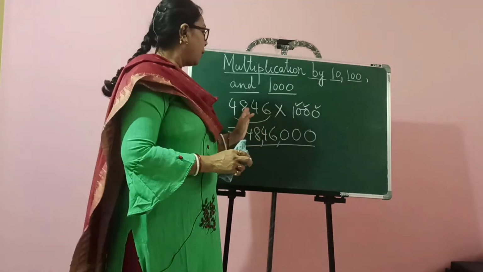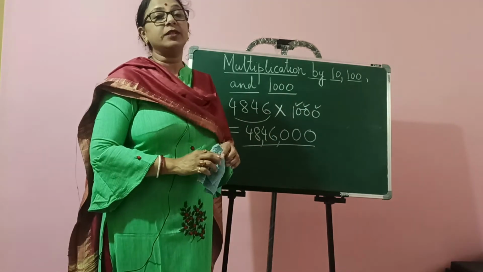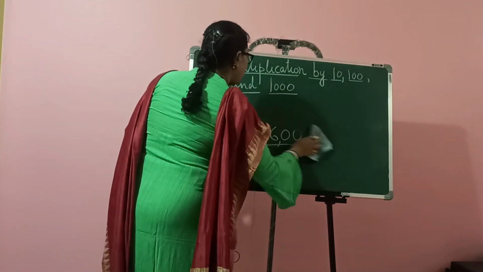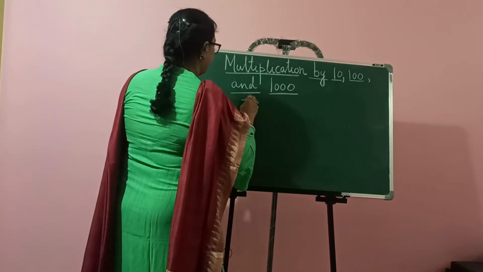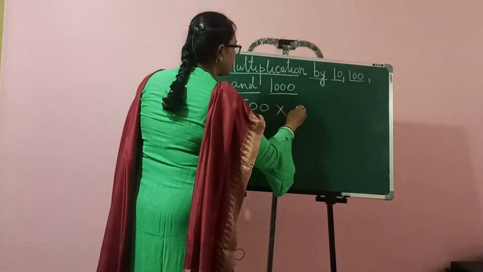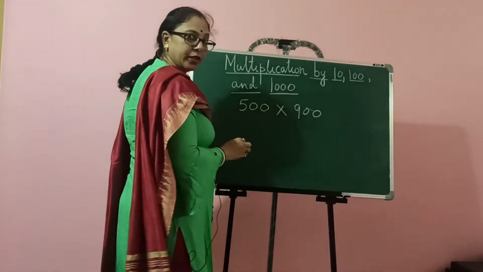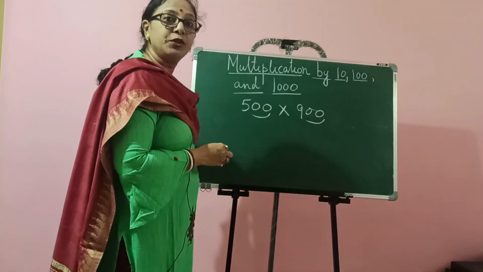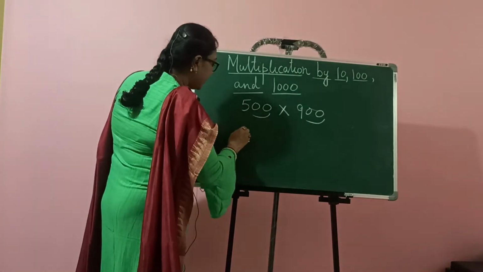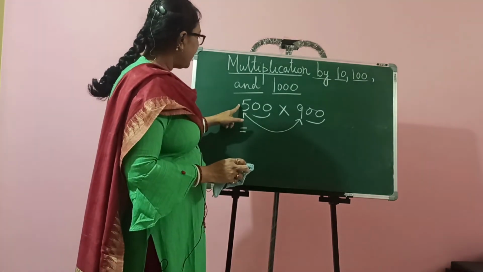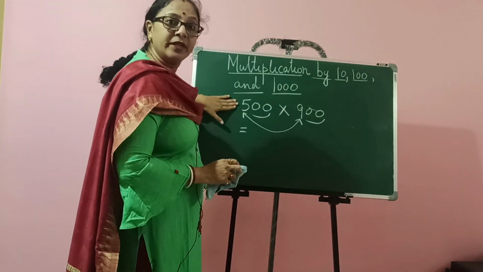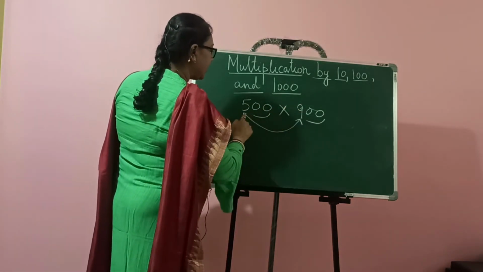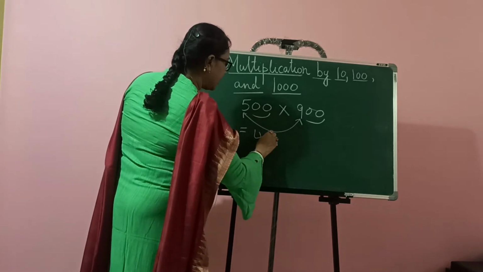Now sometimes both the factors may end up with 0 at the end. So how do we multiply that? Say you have 500 into 900. 500 has got 2 zeros. 900 is also ending up with 2 zeros. So how do we multiply? Here also, we first multiply the non-zero digits, that is 5 and 9. Multiplying 5 by 9 gives us 5 9s are 45.